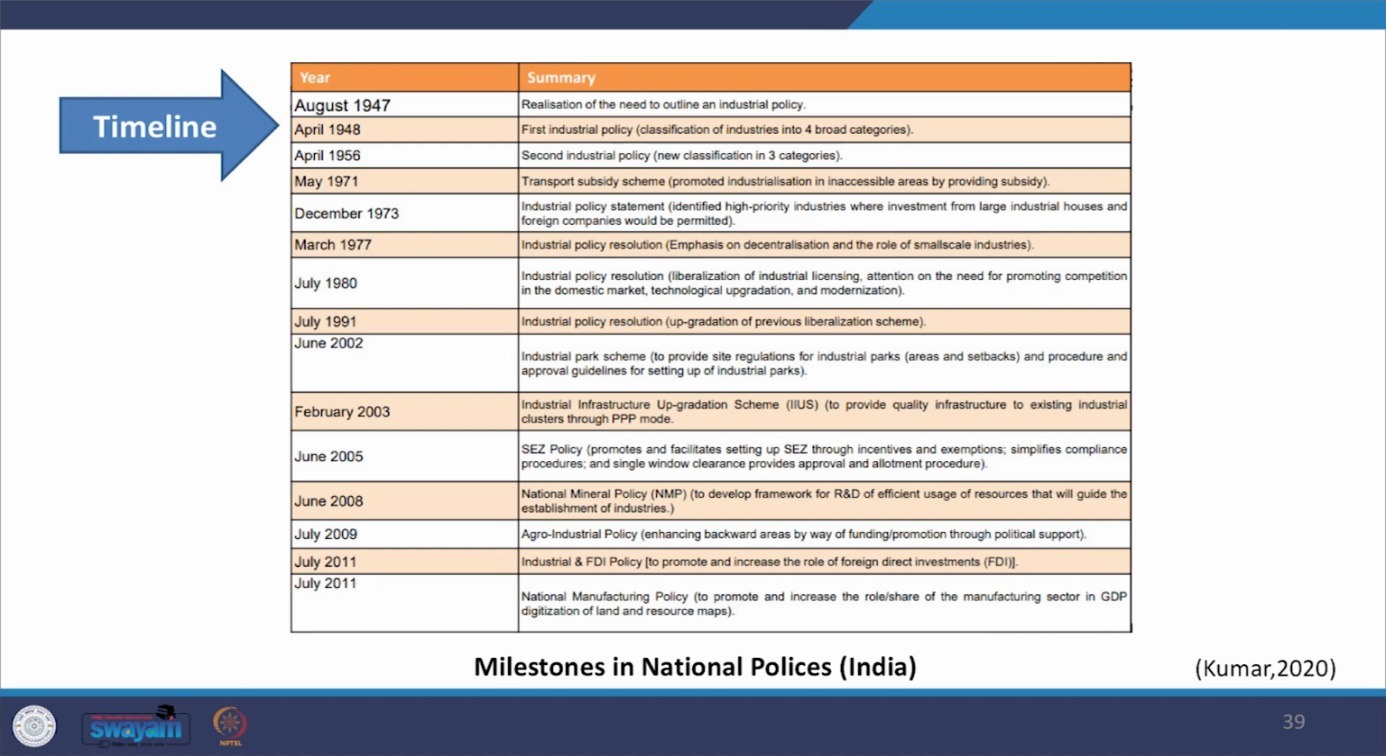Market responsive industrial development and provision for a policy regime for facilitation and growth of industry was targeted in this particular policy. Later in 2002, we see the industrial park scheme, which is again area-based and investment in pockets, was initiated to provide site regulations for industrial parks, areas and setbacks, and procedure and approval guidelines for setting up industrial parks.